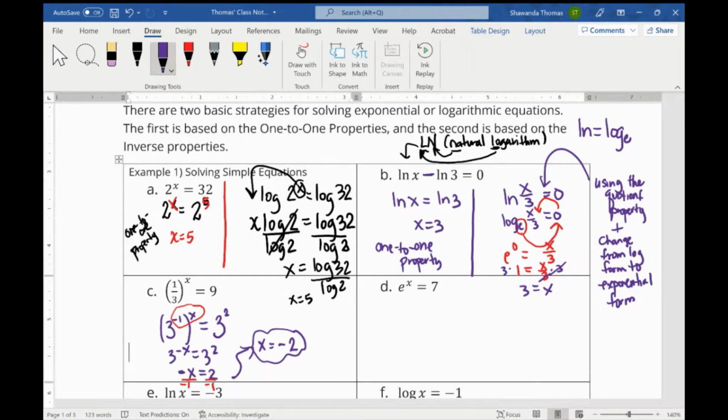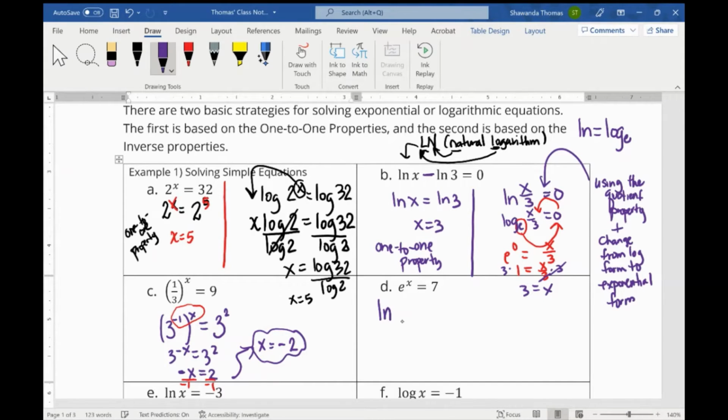Let's go on to D. We have e to the x equals 7. What can we do? Well, we definitely have that x here. We kind of want that x to be not an exponent, just a regular x, right? So one thing we could do, let's do the natural log on both sides, because the natural log has a base of e. So we do natural log of both sides.